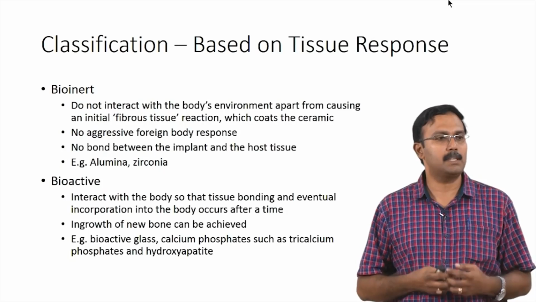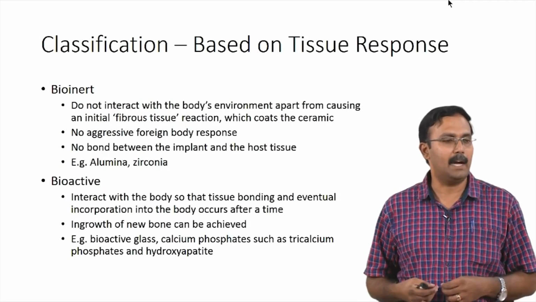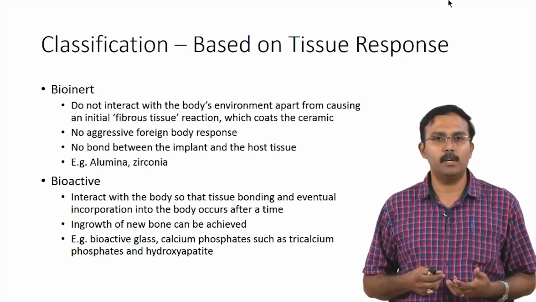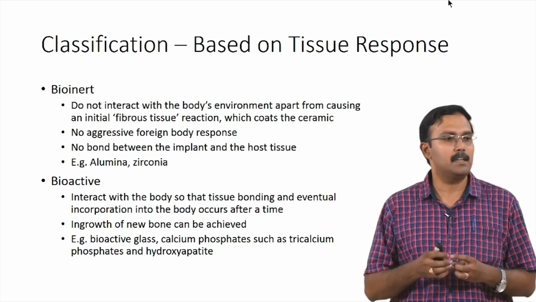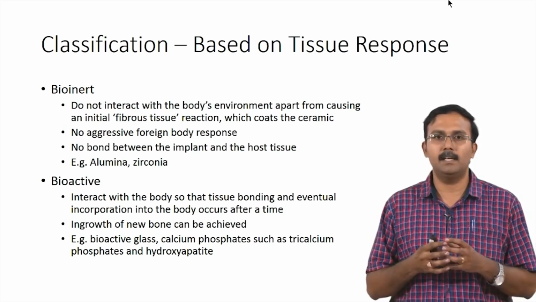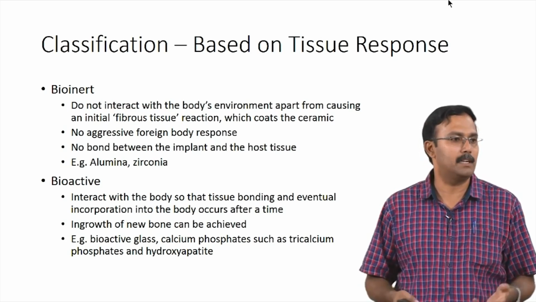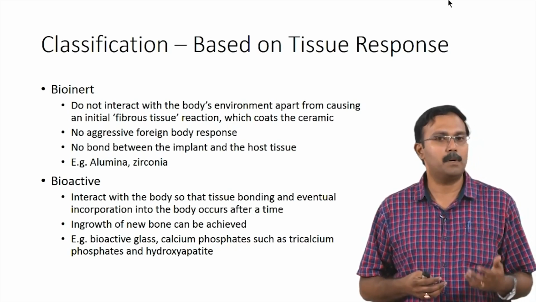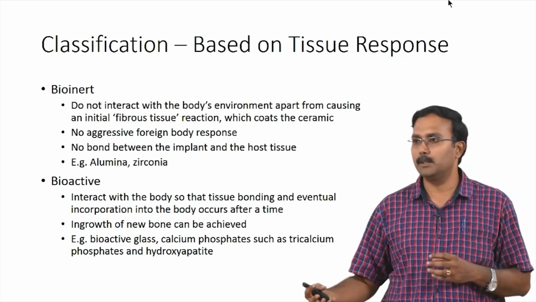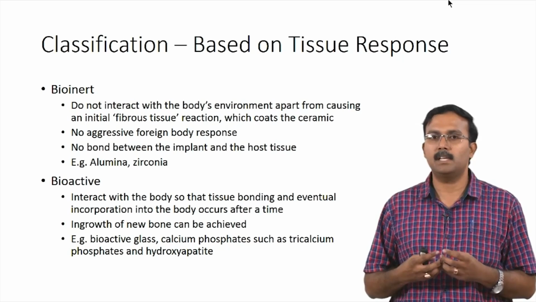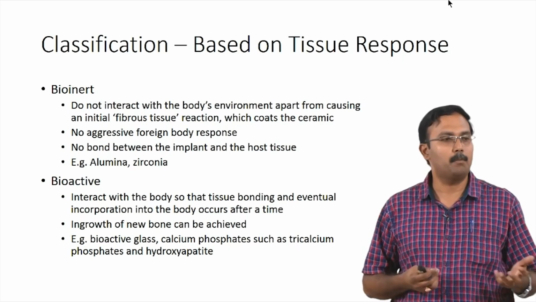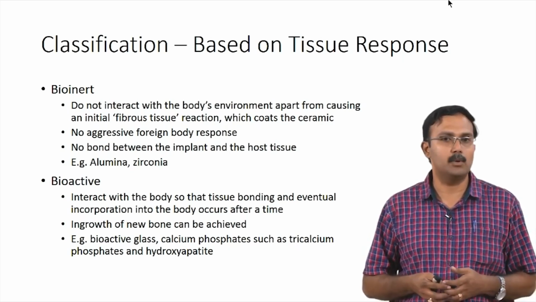Based on tissue response, you can classify ceramics as bio-inert or bioactive. Bio-inert is a ceramic which does not interact with the body's environment apart from causing the initial formation of a fibrous tissue. This fibrous tissue will coat the ceramic and further there is no other interaction. There is no aggressive foreign body response to these bio-inert materials. At the same time, they do not bond with the bone tissue. Bioactive ceramics can actually bond between the host tissue and the implants. The examples for bio-inert ceramics are alumina and zirconia.